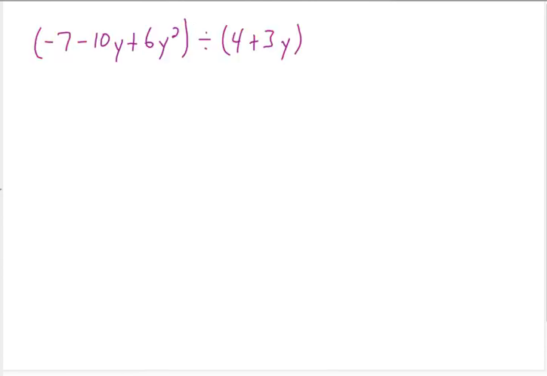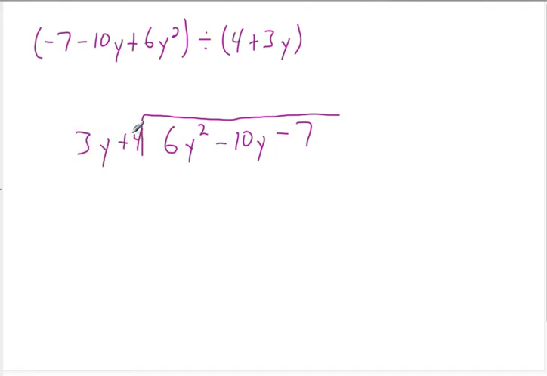And finally, for our last example, it's very similar to the last two, except it is not in standard form. So we need to put it into standard form by putting the exponents in descending order. So first thing I'm going to write is 6y squared, then I have a minus 10y, and then I have a minus 7. That's going to be divided by this 3y plus 4, or positive 3y and positive 4. Okay, so 3y goes into 6y squared, 2y times.